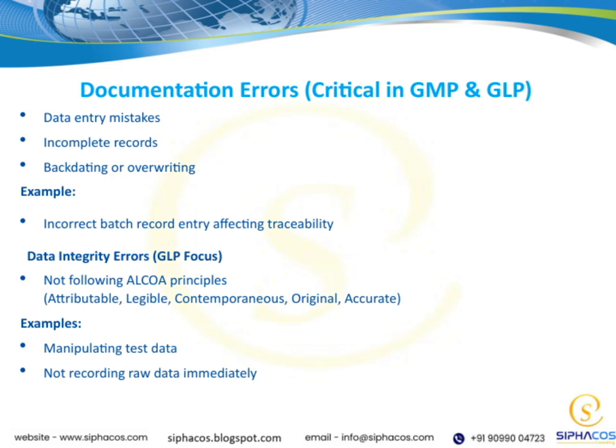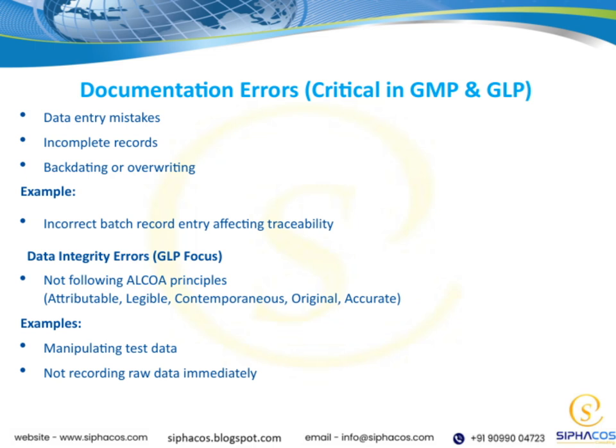Now, moving to data integrity errors, especially from a GLP perspective. It's essential to follow the ALCOA principles: attributable, legible, contemporaneous, original, and accurate when recording data. Failing to do so can lead to manipulations of test data or not recording raw data immediately, which compromises the integrity of the data. Both types of errors highlight how important it is to maintain rigorous documentation practices to ensure data quality and compliance.